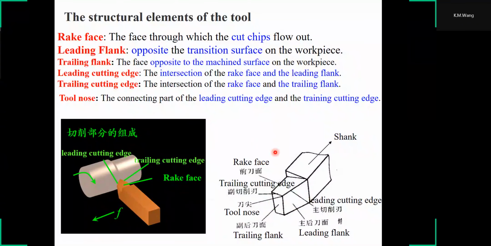All of you students must know there are three important faces and two important edges and one important point. You must distinguish these surfaces and edges. Okay.